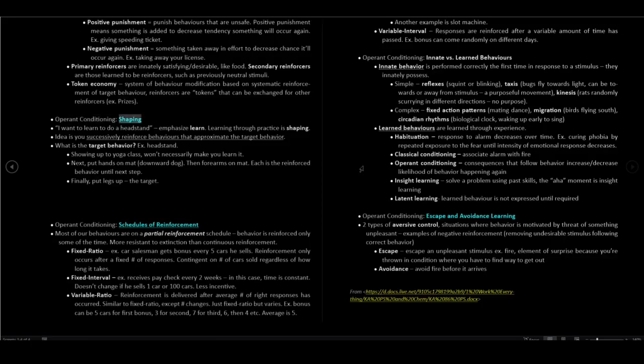Operant conditioning: shaping. I want to learn to do a headstand, and I emphasize learn. Learning through practice is shaping. The idea is you successively reinforce behaviors that approximate the target behavior. What is the target behavior? Headstand.